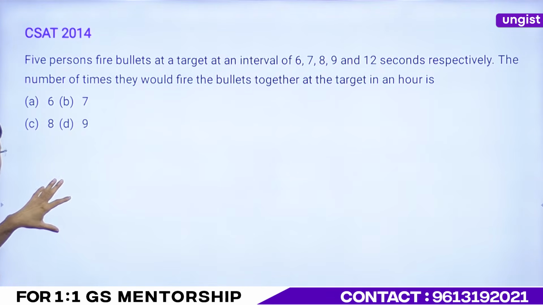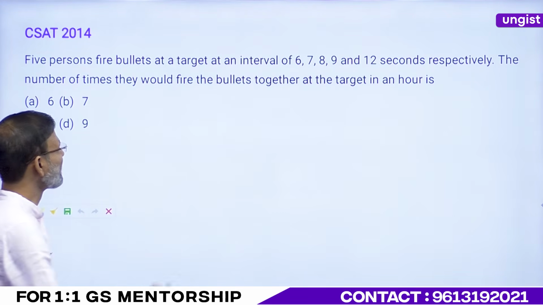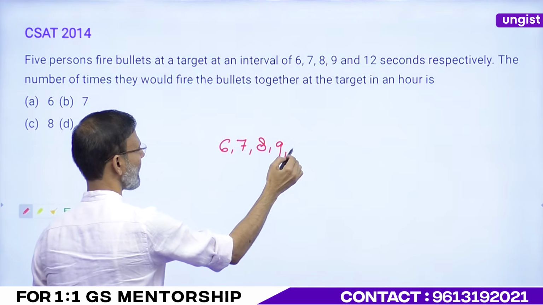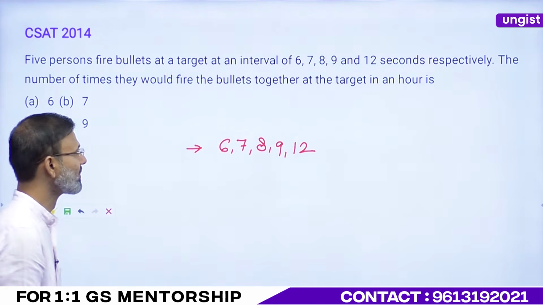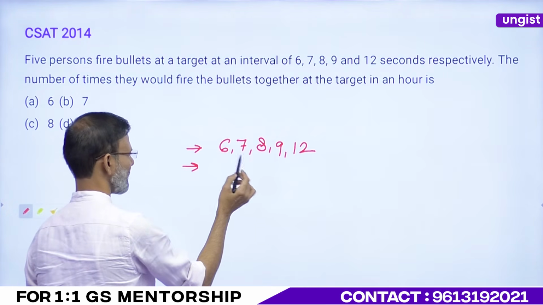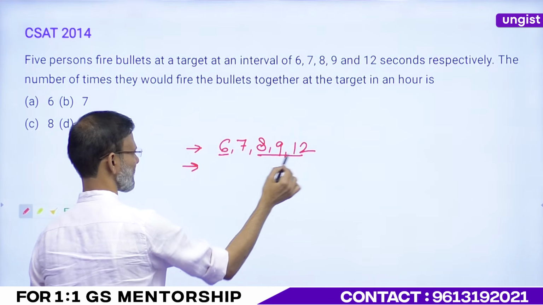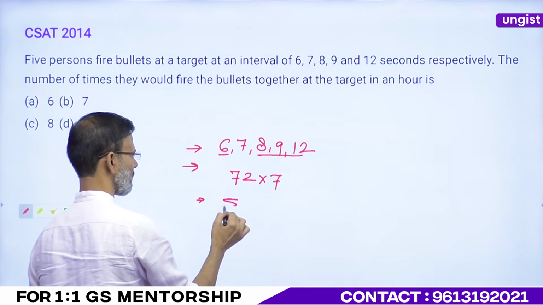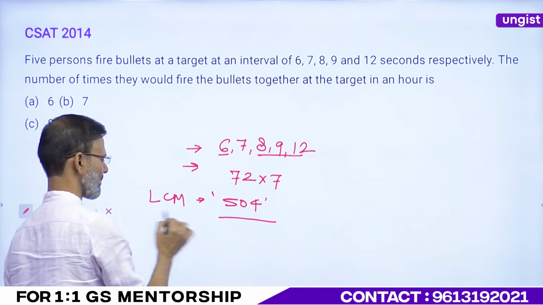Next question is saying 5 persons fire bullet, right? And in the interval of 6, 7, 8, 9 and 12. Okay, 6, 7, 8, 9 and 12. All right. So this 72 into 7. This is 504. LCM of these numbers is 504.